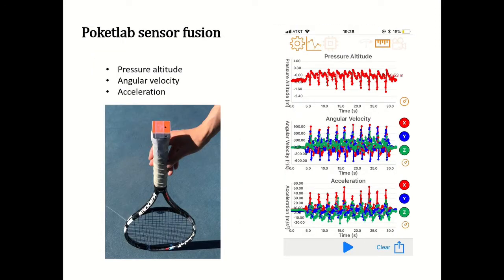And we propose to use PokeLab to analyze the four shot types. Here we are using pressure attitude, angular velocity, and acceleration data to distinguish the four shot types. As shown in the photo, we attach the sensor at the end of the racket, which minimizes the influence on ball hitting. Different types of shot result in different data patterns.